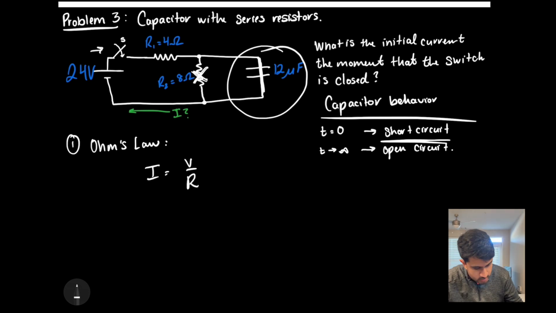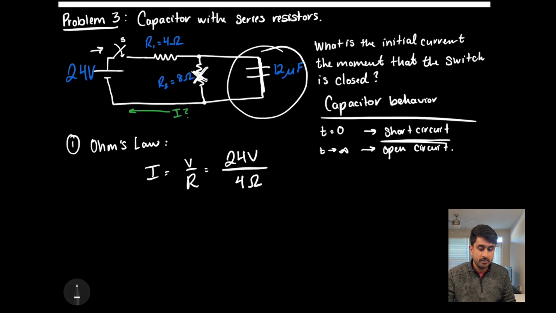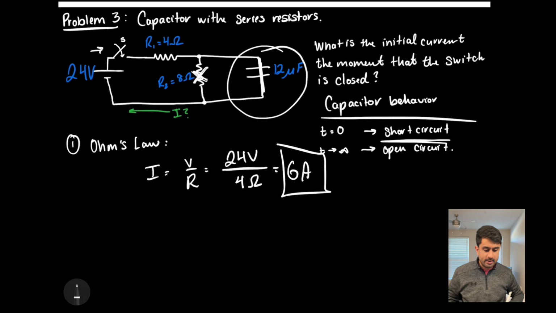In this case, we know our voltage is going to be 24 volts. We know that our resistance is only going to be 4 ohms because this 8 ohm resistor is completely shorted out, so it has no effect on the circuit whatsoever. Therefore, 24 volts over 4 ohms is going to be equal to 6 amps, which is our final answer.